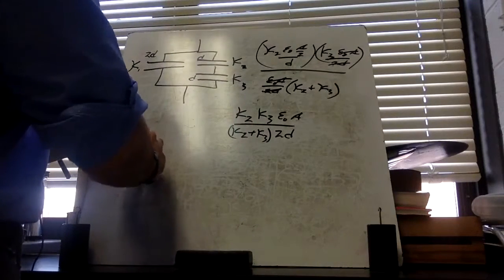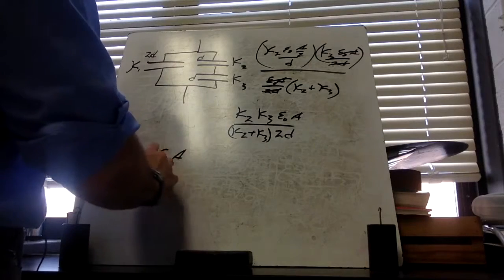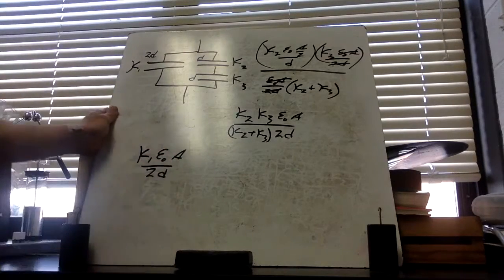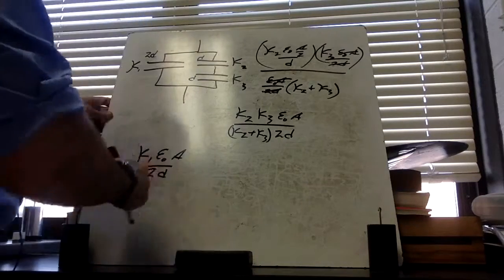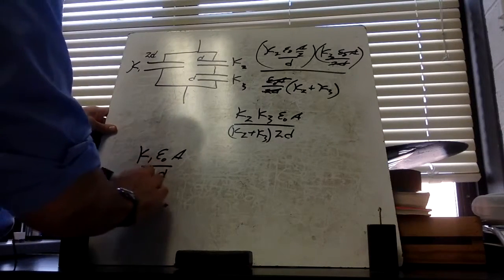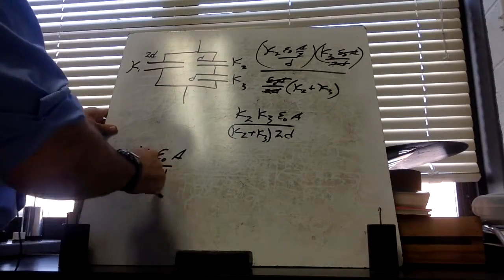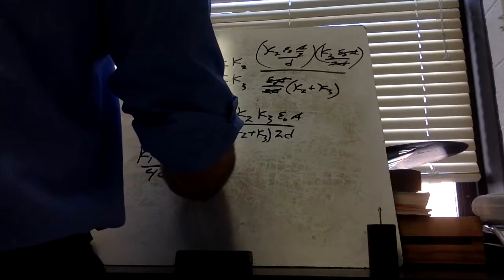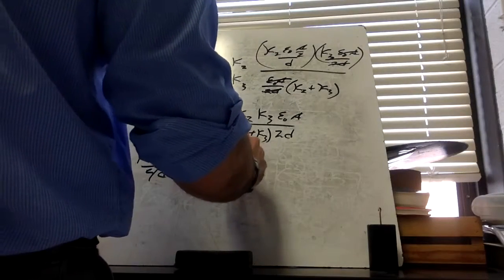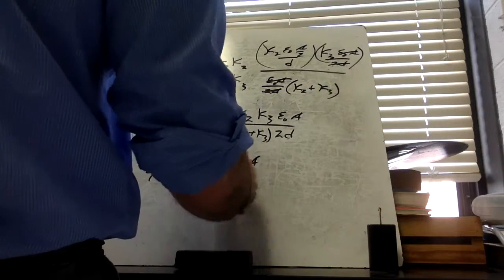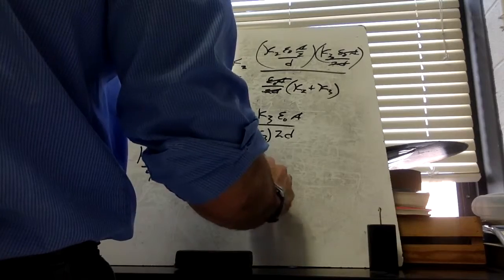So what's this one? This one is kappa 1 epsilon naught A over 2D. Again, right? It's A over 2. Oh, here it's actually, but this is distance 2D, so this is going to be 4 down here. Right? A over 2, and then the 2, if I bring that to the bottom, 2D. So I'm adding this and this one. Kappa 2, kappa 3, epsilon naught A all over 2D, kappa 2 plus kappa 3.